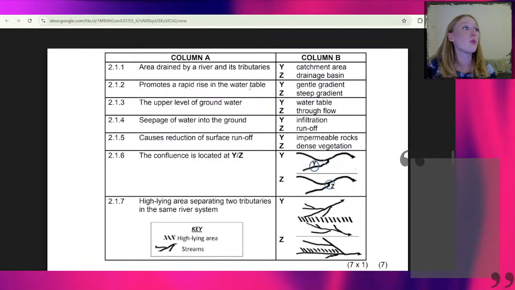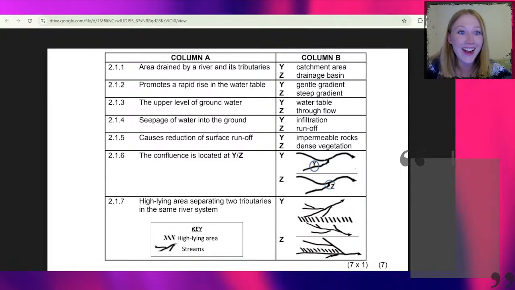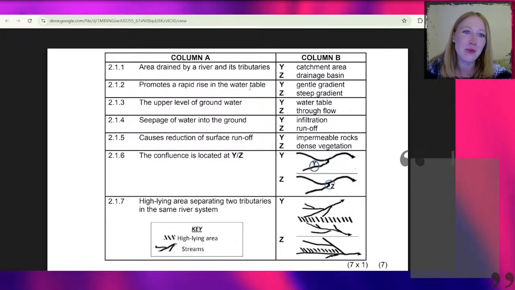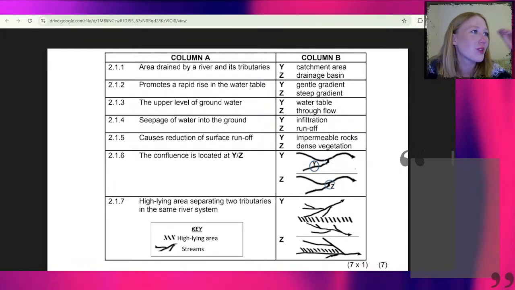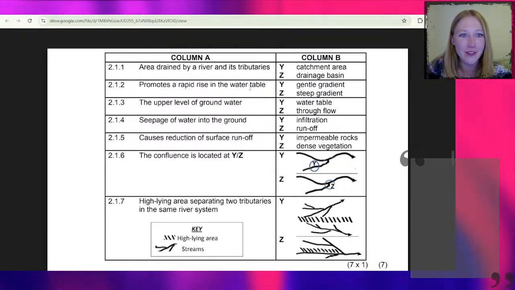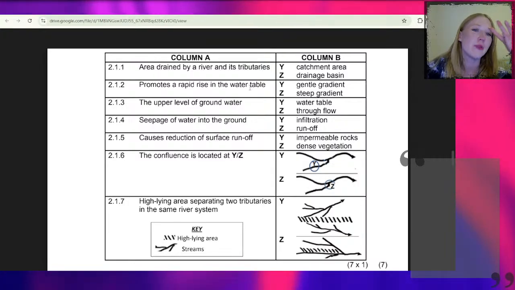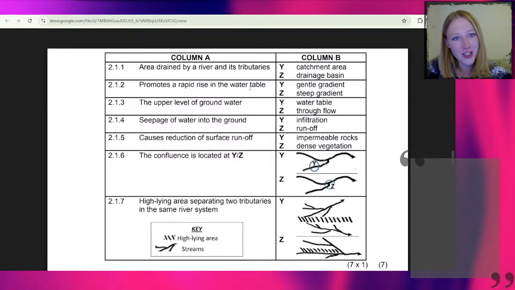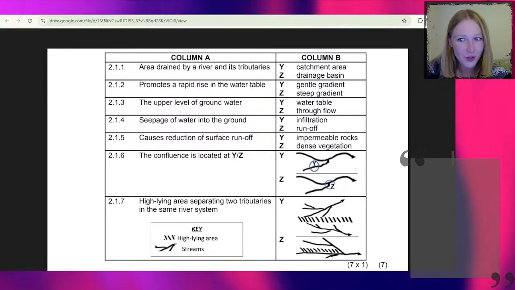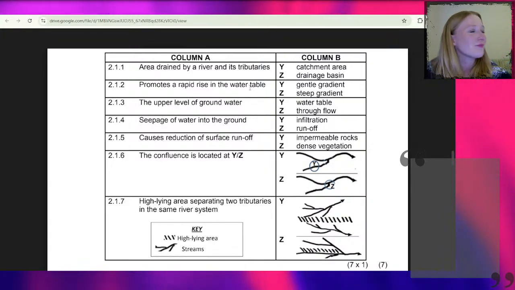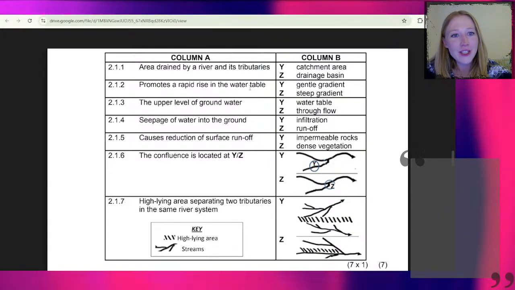Promotes a rapid rise in the water table. Okay, once again, I did not learn my own lesson from earlier. Read the questions properly. I just read it as rapid rise of water, so I was assuming flood. Rapid rise of water table means that there's more infiltration. So we have to have a gentle gradient so that the water can flow slowly, and then we would have a rise in the water table. I'm very disappointed in myself. I did not read the question properly.